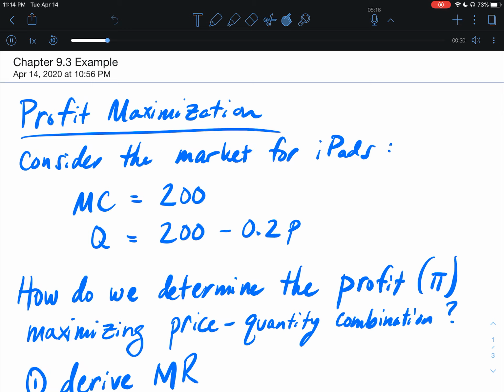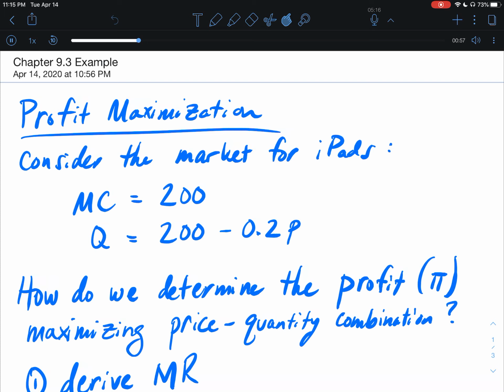So we have an example here asking you to consider the market for iPads. Obviously, Apple is the only company that makes iPads, so Apple has some ability to set their own prices. Because they are able to set their own prices, the example ends up being a little bit more complicated than stuff that we dealt with last chapter.